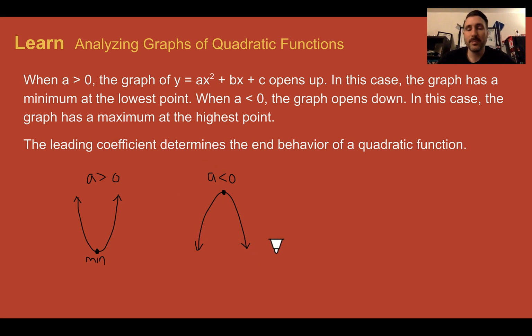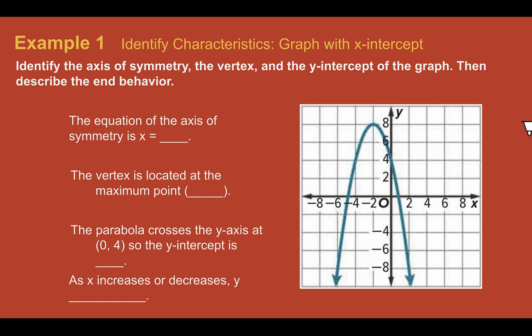Example 1. Identify characteristics. Graph with x-intercept. Identify the axis of symmetry, the vertex, and the y-intercept of the graph. Then describe the end behavior. So first, the axis of symmetry is that imaginary line that is cutting it perfectly in half. It's going to go through the vertex there. So what is that line? It's always going to be x equals, and then where did it go through? -2. So here that line is x equals -2. The vertex should include this same point, so -2 for x, and then where is it for y? It would be at 8. So our vertex is at the maximum, the highest point, at (-2, 8).